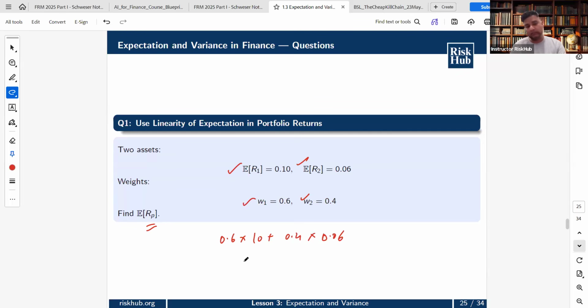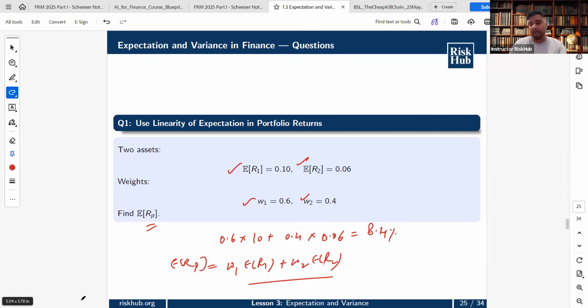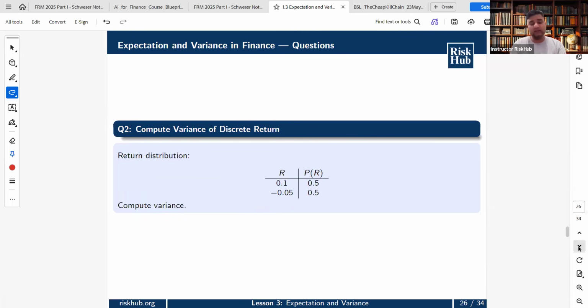So that's what we do, right? What is happening basically? W1, W2, this is the expected return of the portfolio. Right? Answer is 8.4. Very simple, very straightforward, guys. Expected portfolio return is the weighted average of asset returns, right? Very simple.